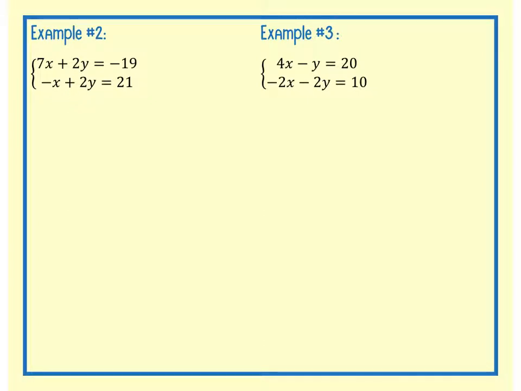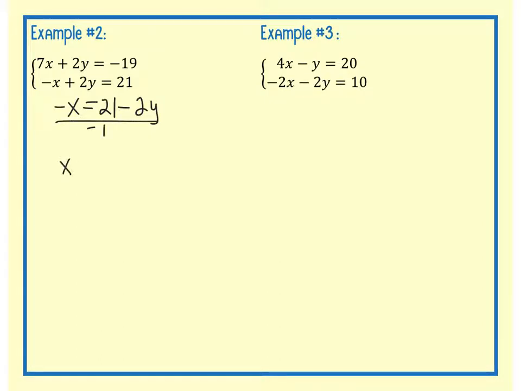But again, you have a choice and your work might look different, but in the end, the answer comes out the same. So I chose to solve the bottom one for X. To solve for X, I'm going to subtract 2Y from both sides. So negative X equals 21 minus 2Y. Well, it's a negative X. Be very careful with those negatives. How do I get rid of a negative 1 in front of the X? I divide everything by negative 1.